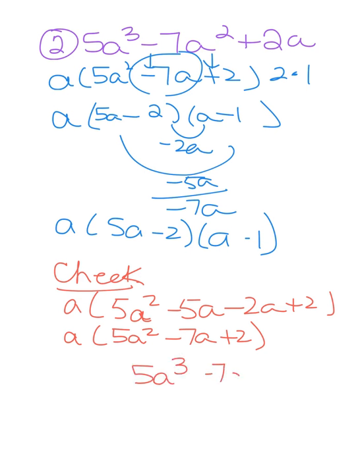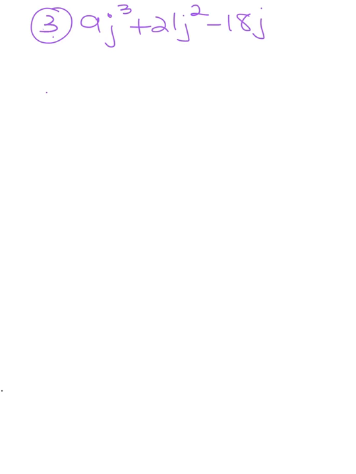And I have minus 7a squared plus 2a, which is my original trinomial, so I know I factored it correctly. Now looking at my next problem, I'm going to do the same thing, and I realize with my greatest common factor that I can take out 3j. So I'll take that out, and I'm left with 3j squared plus 7j minus 6.